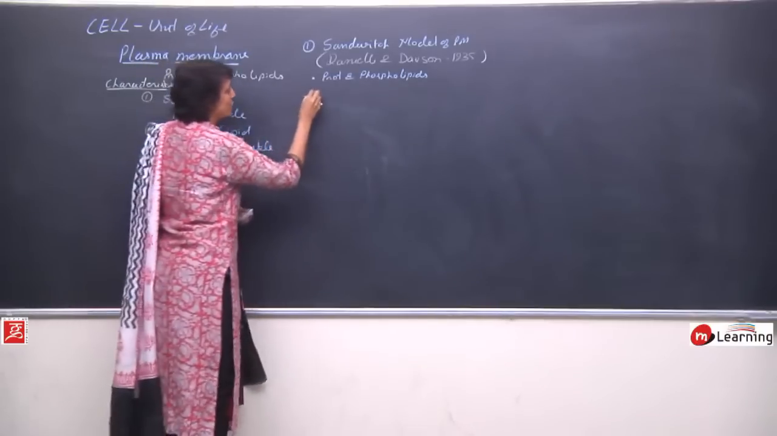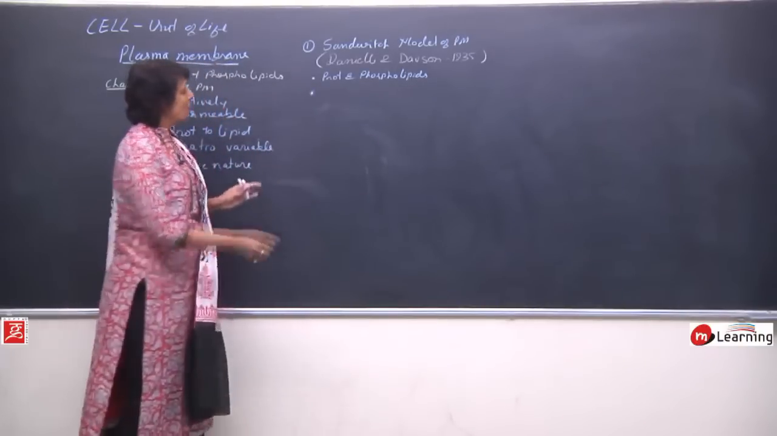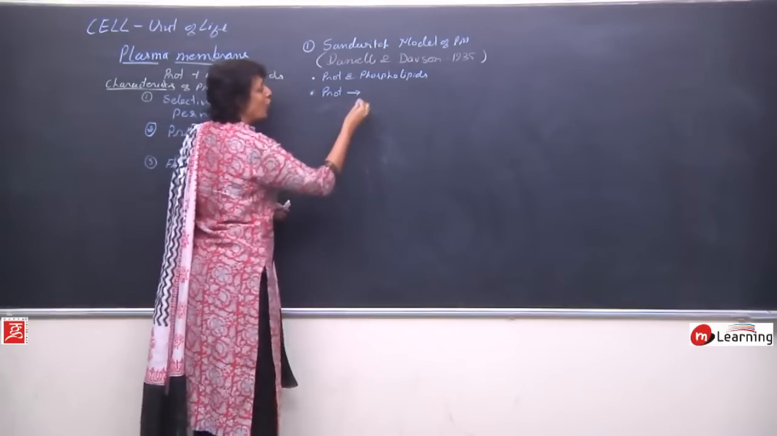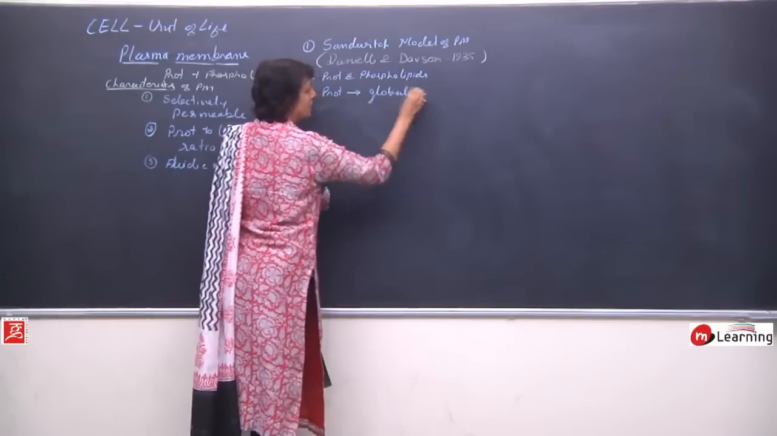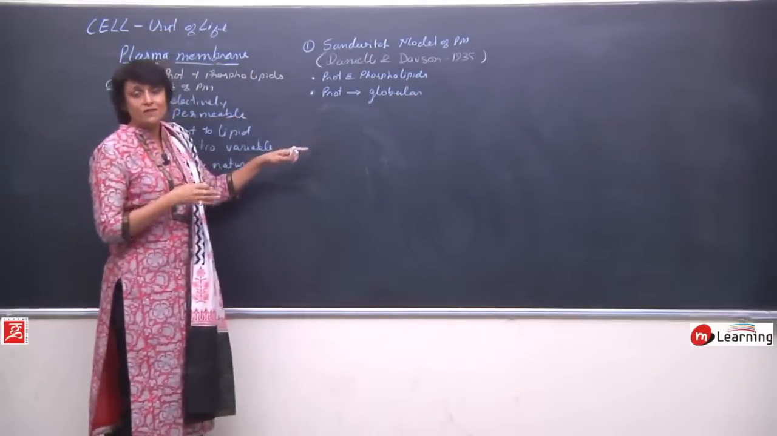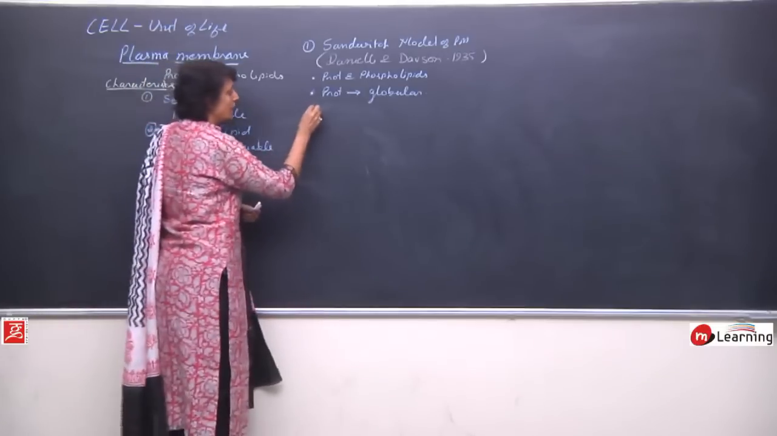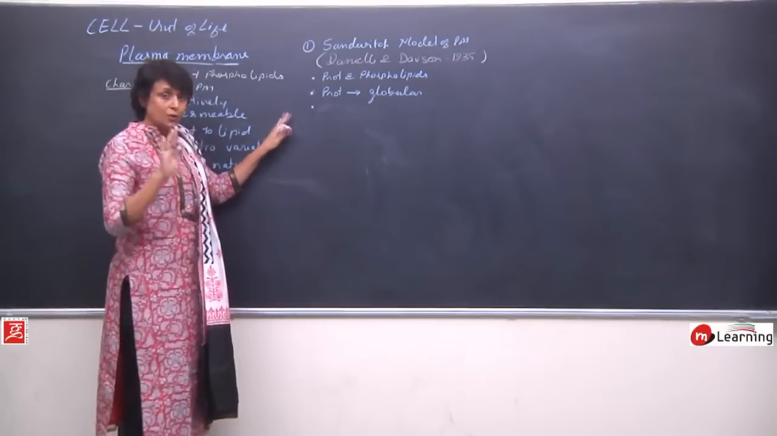Secondly, they told us that the proteins which are present are globular proteins. That means spherical. So either the proteins are fibrous or they are globular. So here the proteins are globular. Third, the membrane is trilaminar. That means there are 3 layers.